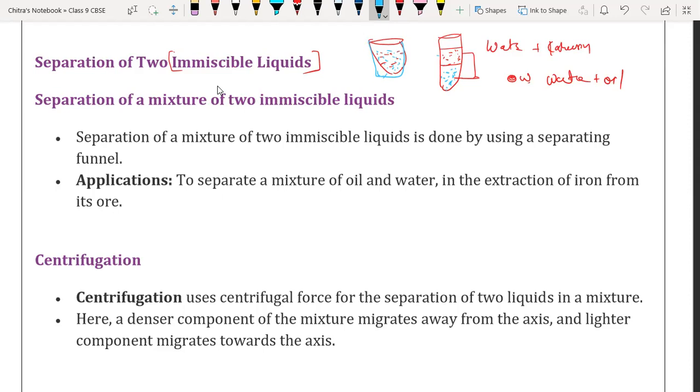Sir, you told us water and oil as an example of a colloid. We had to shake it properly so that the oil forms globules over here, like droplets.